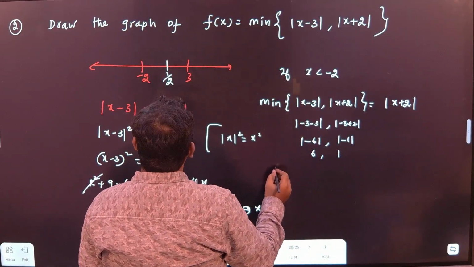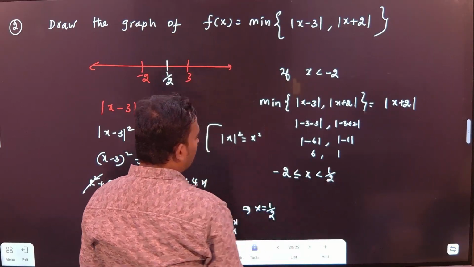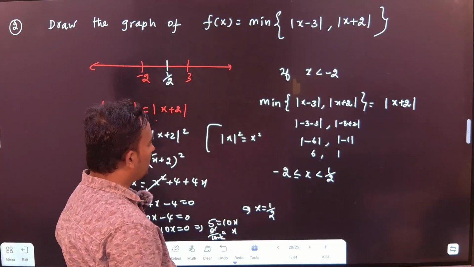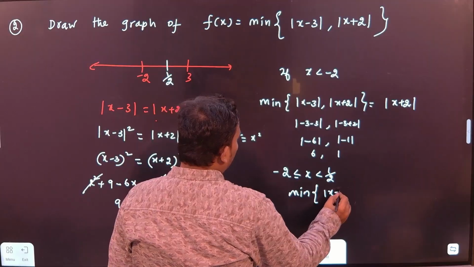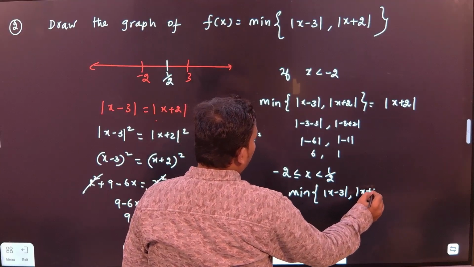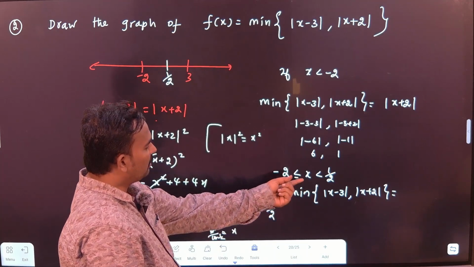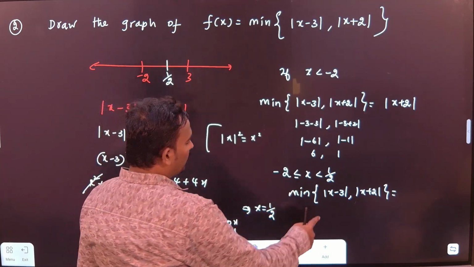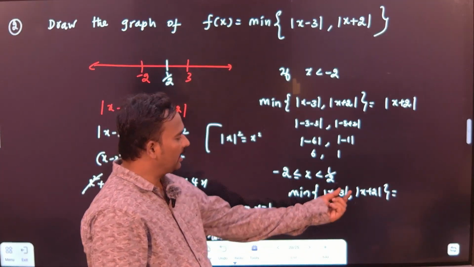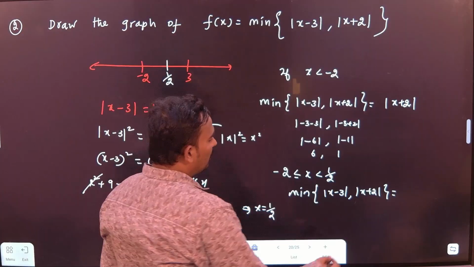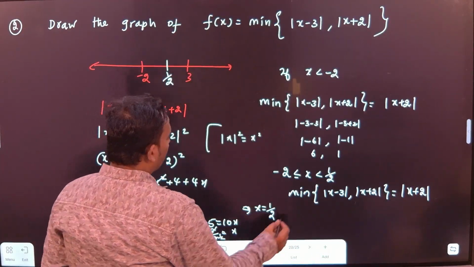Let me take another one. Minus 2 less than x less than 1 by 2. In this interval, you take any number. Let's take 0. So minimum of mod x minus 3 and mod x plus 2, which is the minimum. Let's take 0. Mod minus 3 and mod plus 2. So mod minus 3 is 3 and this is 2, which is the minimum. Again, mod x plus 2 is the minimum. Okay. Let's take 1 by 2.